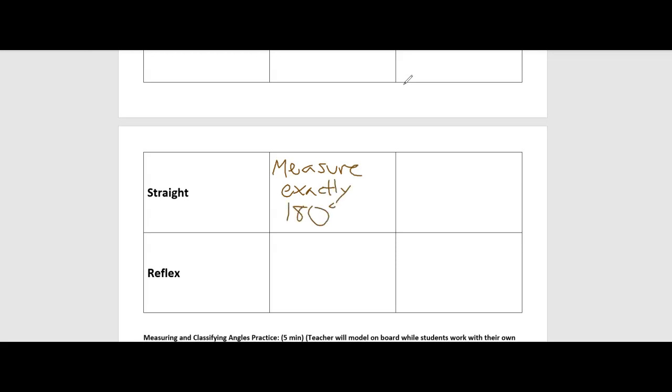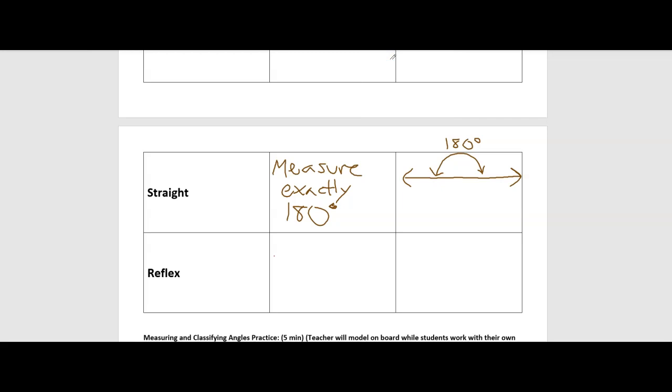And if you're wondering what this angle looks like, well, 180 degrees is just a line. All right, so these angles just look like lines. They're 180 degrees. Reflex angles. These angles measure more than 180 degrees, but less than 360.